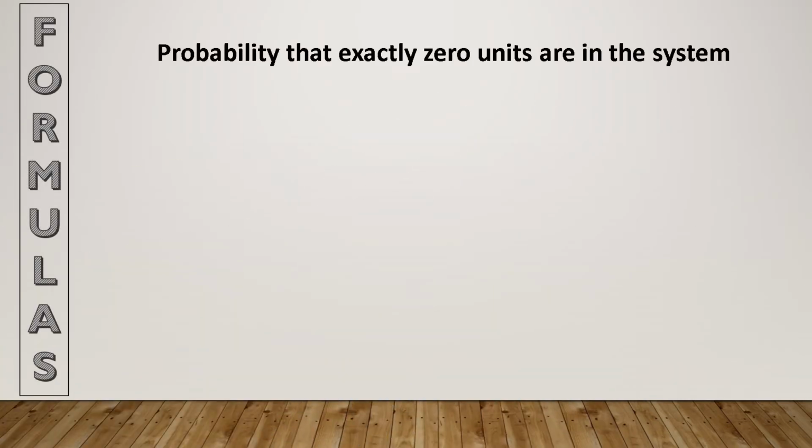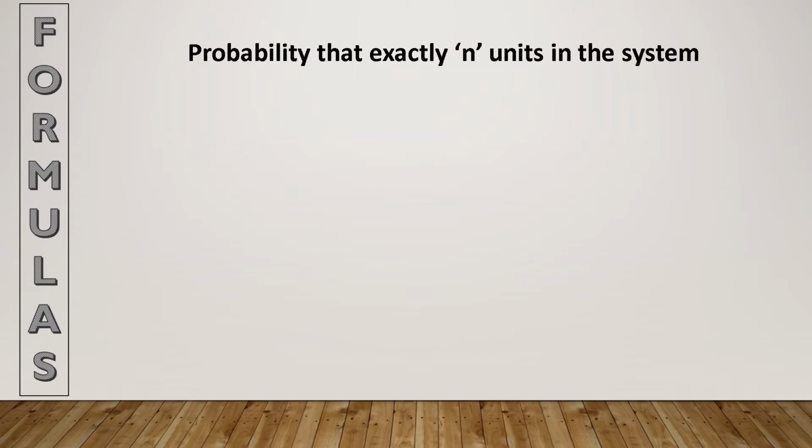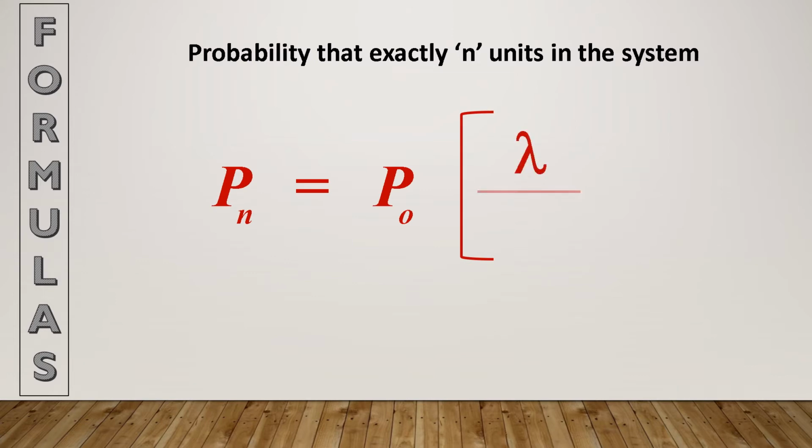Next formula. In determining the probability that exactly 0 units are in the system, we're going to use this formula. P sub 0 is equivalent to 1 minus the result of the mean arrival rate divided by the mean service rate. Next, in determining the probability that exactly n units are in the system, we're going to use this formula. P sub n is equal to P sub 0 multiplied by the mean arrival rate divided by the mean service rate, and the result is raised to the power of n.